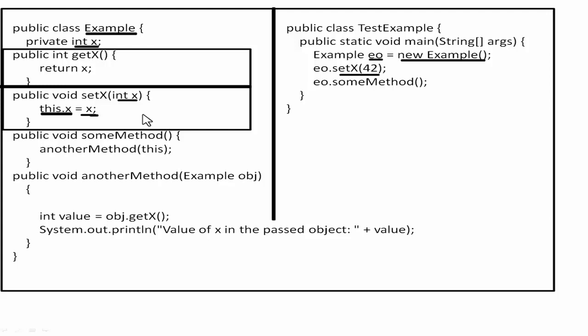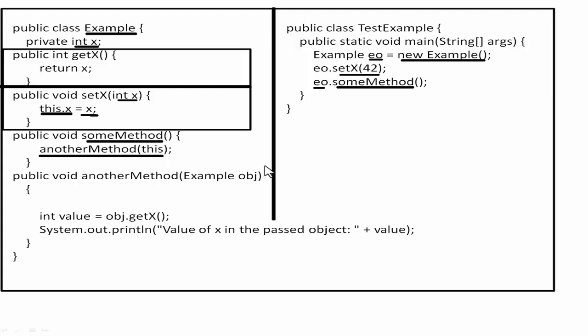Next we are calling the method evo.sumMethod. SumMethod is the name of the method. Whenever you call this function, inside this method it is calling one more method. That method is anotherMethod. It is having a parameter called this. So this refers to the current object.